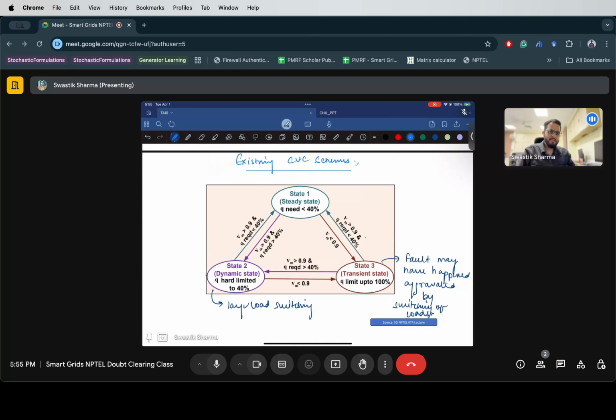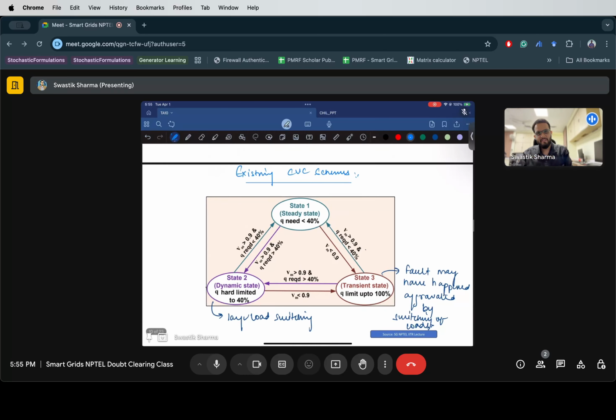So these are existing CVC schemes, but they have one caveat, and that caveat is in the form of slow acting and fast acting devices. There are slow acting devices, which are OLTC. They have mechanical movements, so these are generally called slow acting devices. And the converters and these STATCOMs are all fast acting devices.